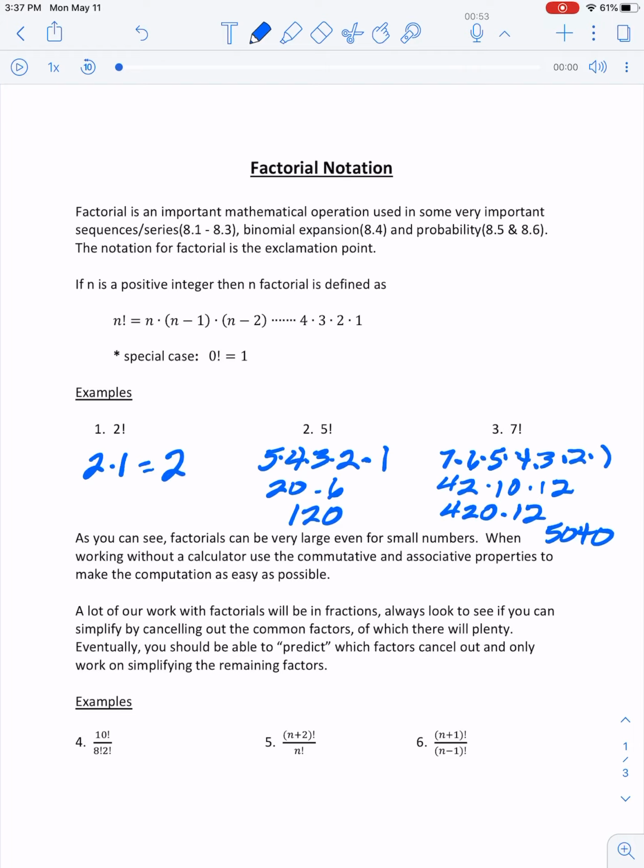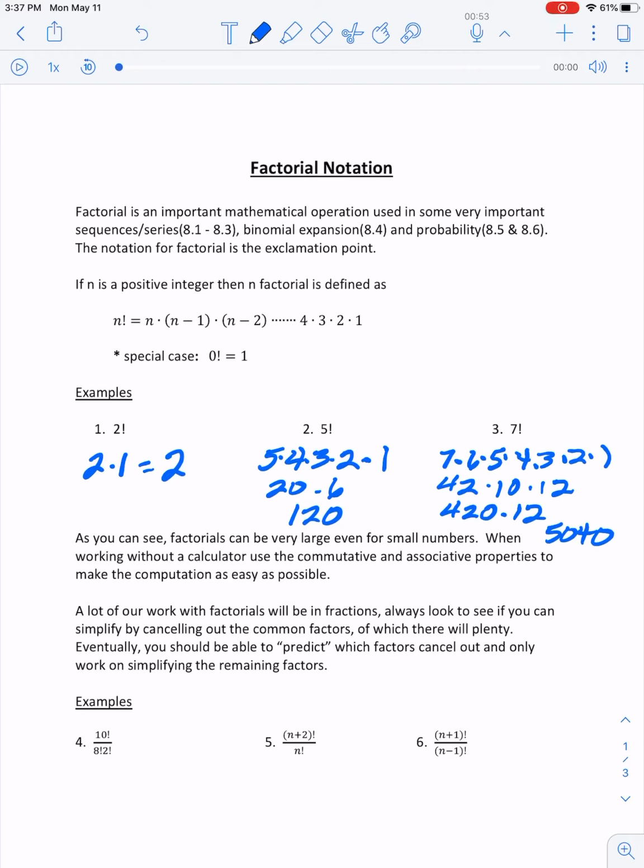As I said, factorials can turn into some very large numbers. Just 7 factorial is already up to 5,040. Again, when you're working without a calculator, look for easy ways to multiply the numbers together.